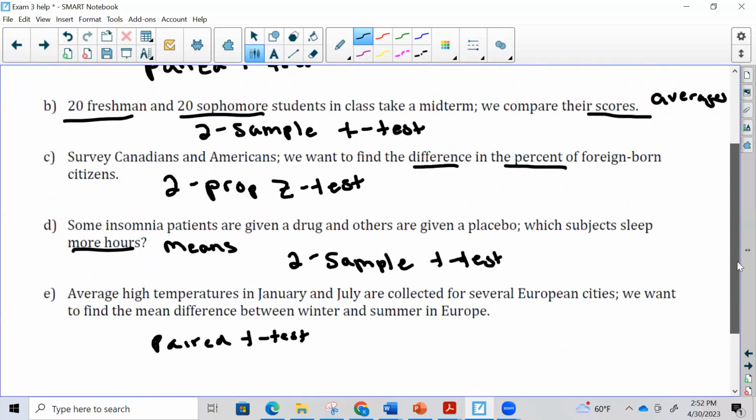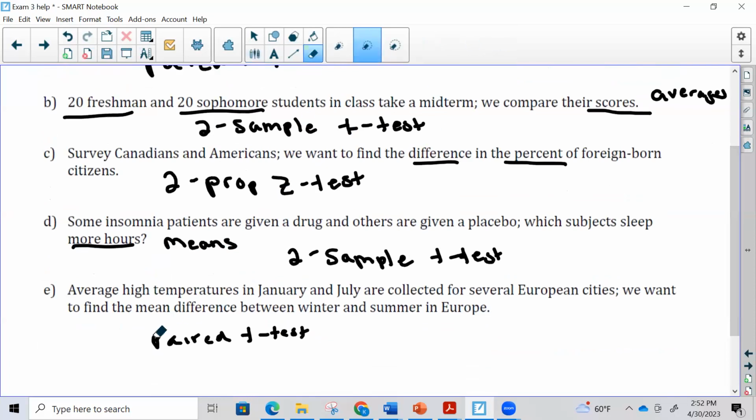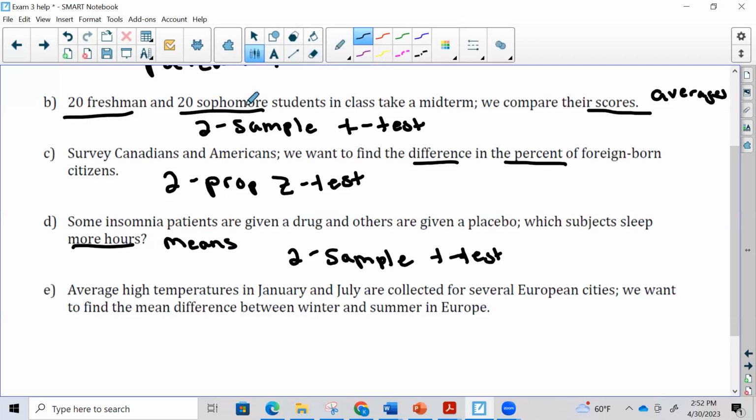So again, sometimes they're not as clear. You will need to ask yourself some questions like, are these groups independent or dependent? Would we use proportions to compare this data, or would we use percentages, or would we use averages to compare this data? Okay, the last one, the average high temperatures in January and July are collected for several European cities.